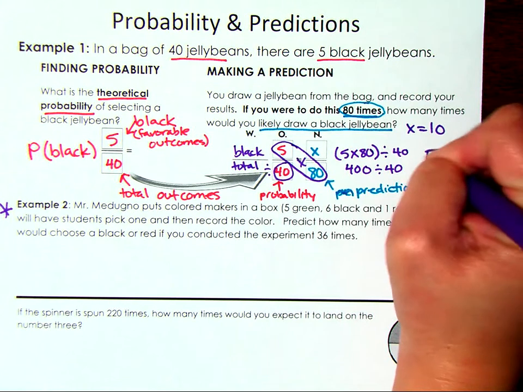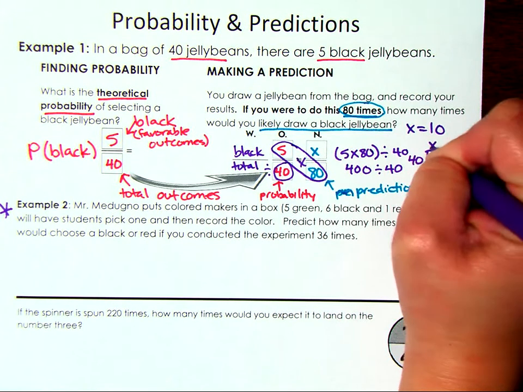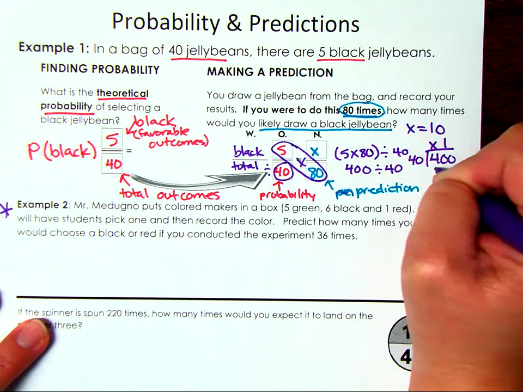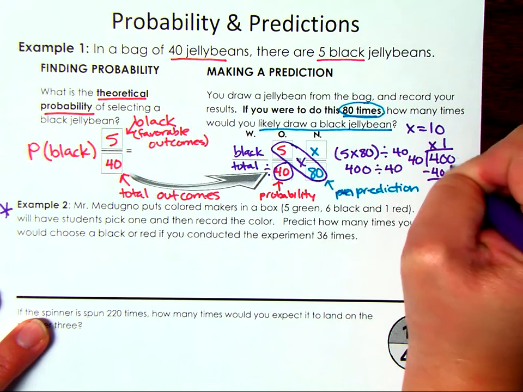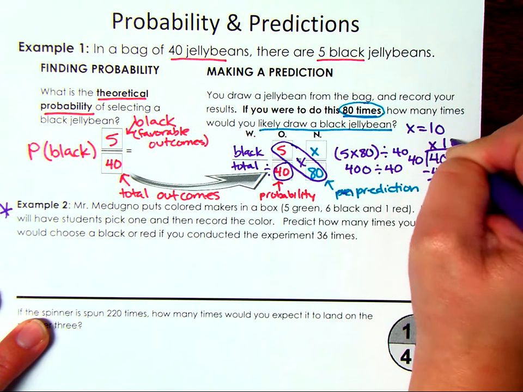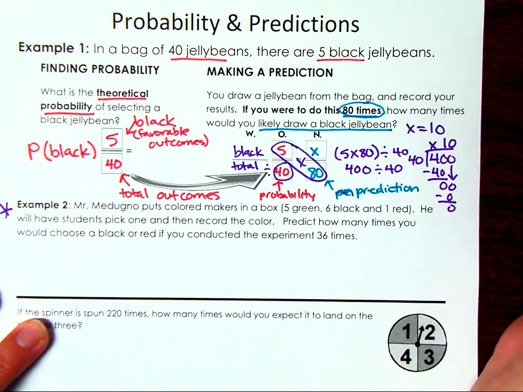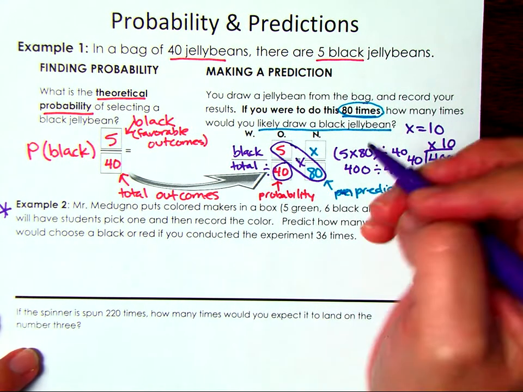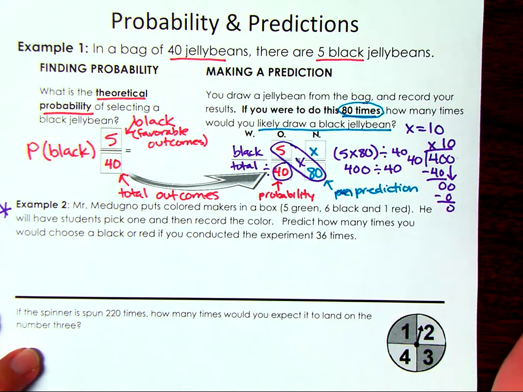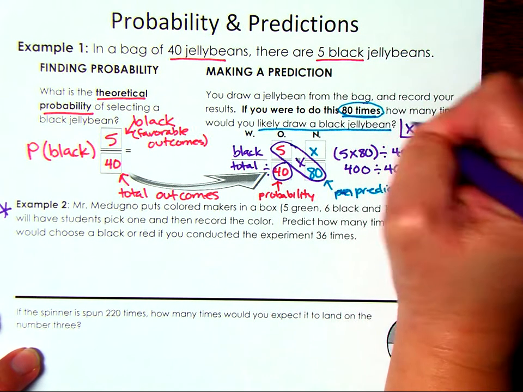So 400 divided by 40. 40 can't go into 4, goes into 40 once. Subtract, bring down, 40 goes into 0, 0 times. So, how many times would you likely draw a black jelly bean? We would say 10 times out of 80 you would draw a black jelly bean.